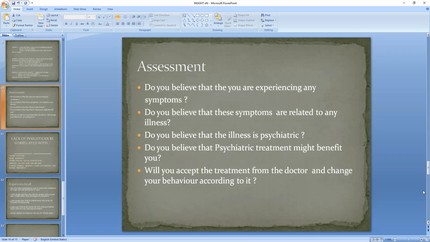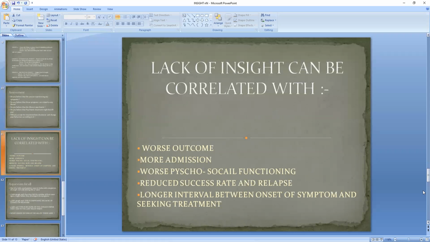So how do we assess the patient? We ask these questions. Do you believe that you are experiencing any symptoms? Do you believe that these symptoms are related to any illness? Do you believe that the illness is psychiatric? Do you believe that psychiatric treatment might benefit you? Will you accept the treatment from the doctor and change your behavior according to it?